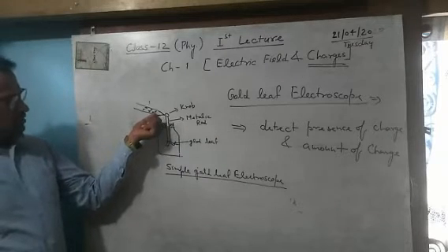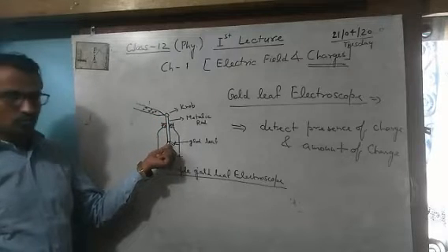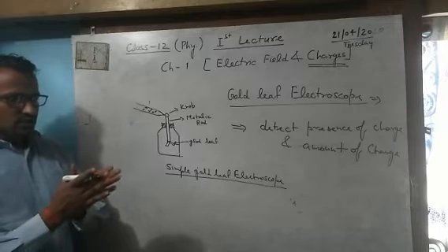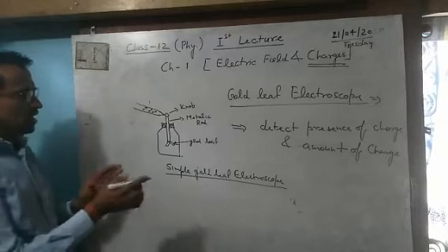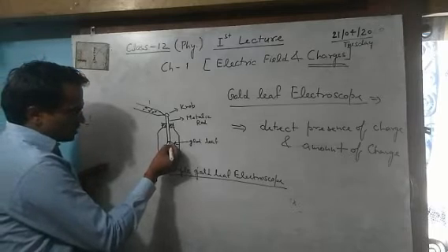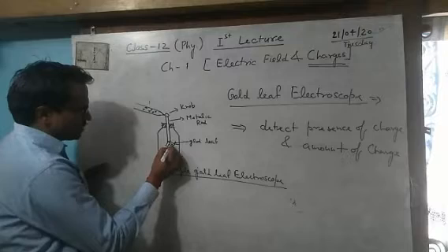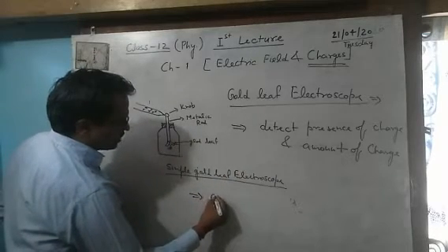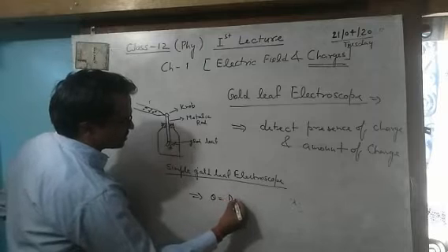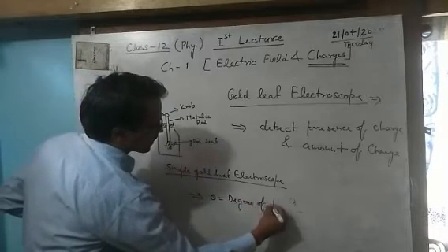When these positive charges go to this leaf, the leaf diverges. Suppose this is the angle theta. So angle theta is the degree of divergence.